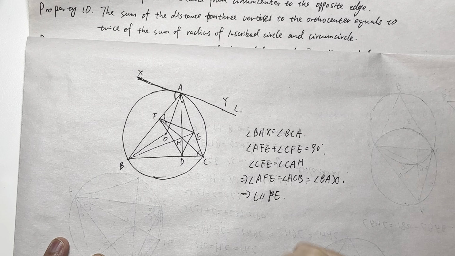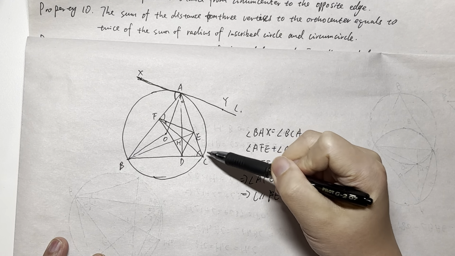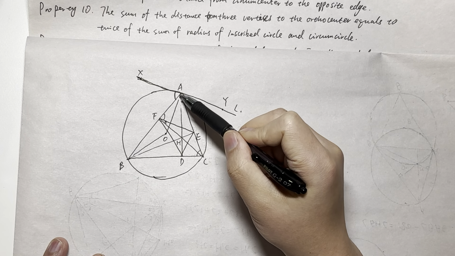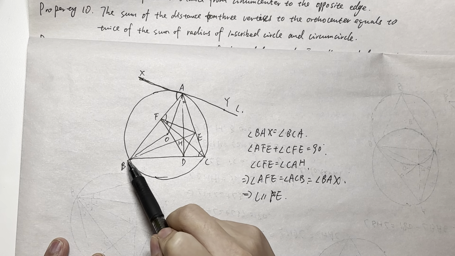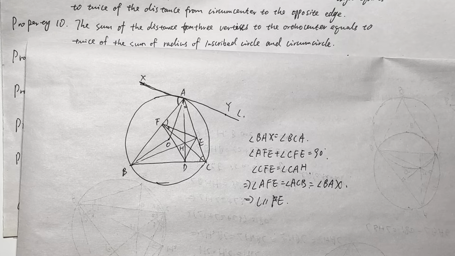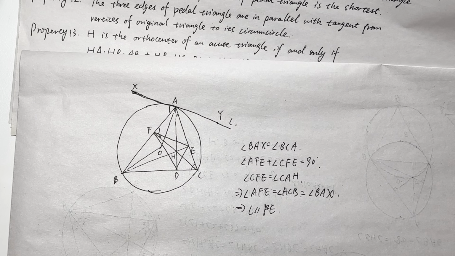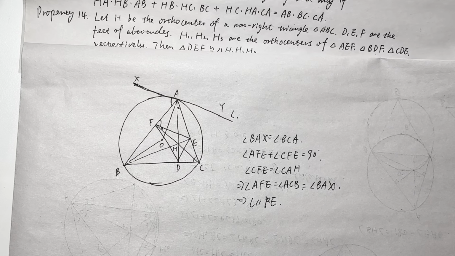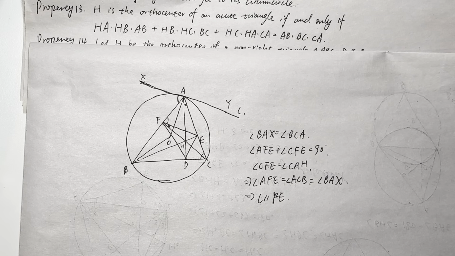right? So similarly, you can find that the tangent from point C is parallel to DE, and the tangent from point B is parallel to FD. Okay, that's property 12, right? Let's see property 13. Okay, property 13.